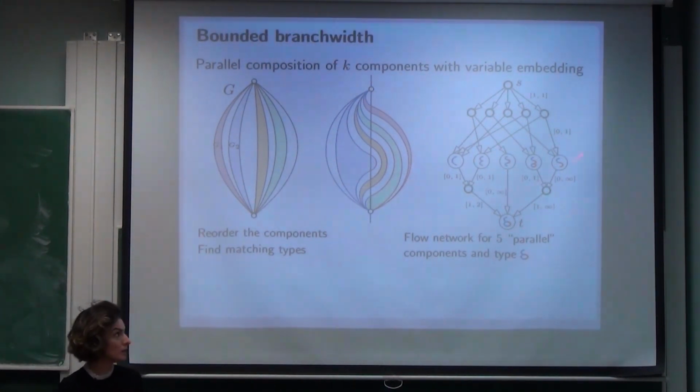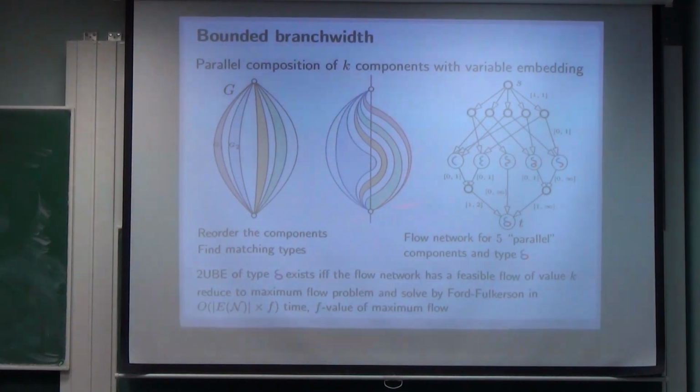So this is a flow network, and what happens now is that a two-page upward book embedding of this type exists if and only if this flow network has a feasible flow of value k, where k is the number of parallel components. We have lower and upper bounds here, and we have only the feasible flow question. We can reduce it to the maximum flow problem with capacitated edges and just solve it by the standard Ford-Fulkerson algorithm in this time, where f is the value of the maximum flow and n is the size of the network. Okay, so n is the size of the network, and this is upper bounded by the number of parallel components. So we have k here, and we have k here as well.